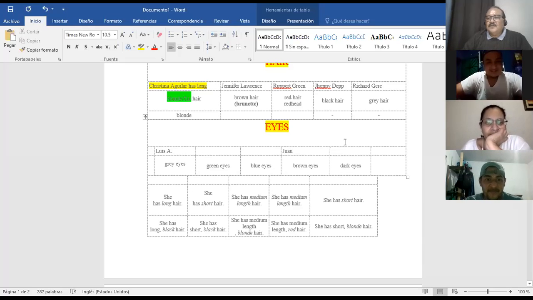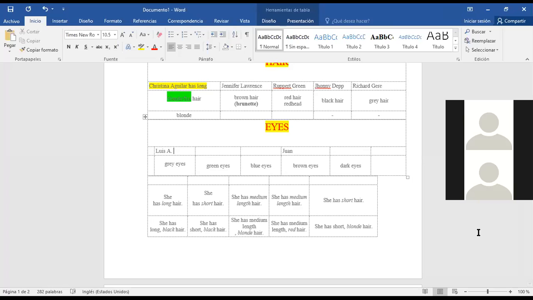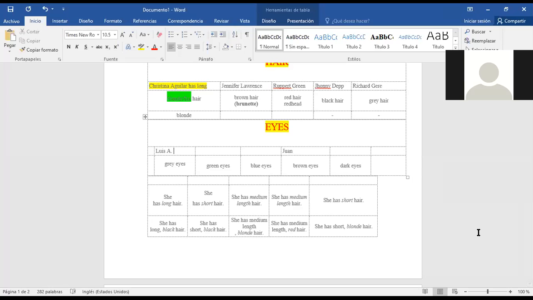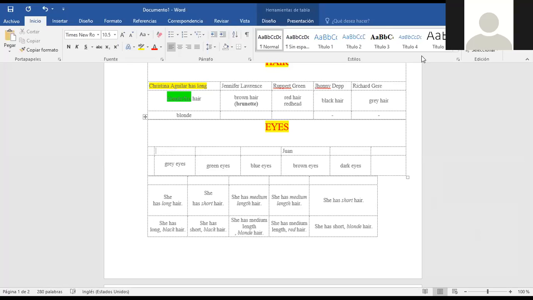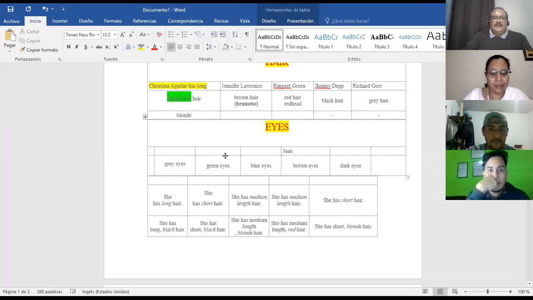Okay, who in this class has gray eyes? Nobody? Nobody in this class? Astrid, Andres, Alan, Paulo, Maria, no? Nobody. Do you know a person with gray eyes? No. Okay, green eyes. There are many people in El Salvador with green eyes.